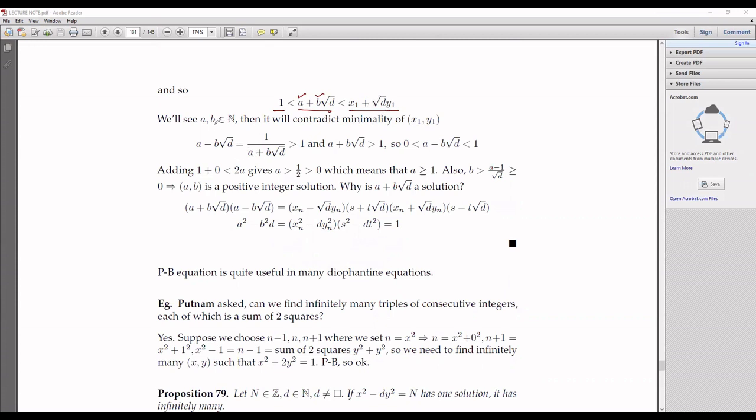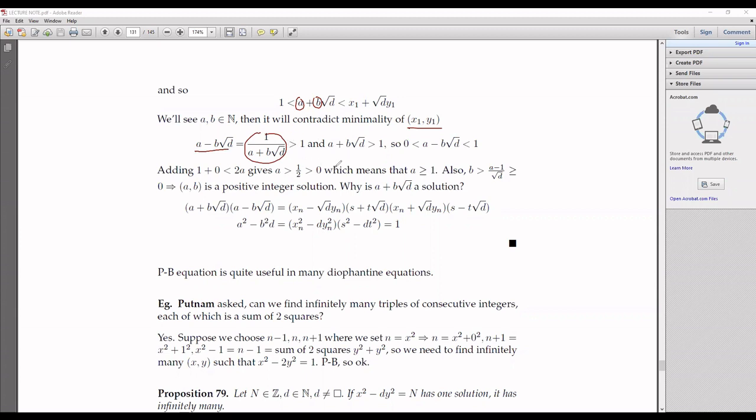Now we will see that a and b are integers, but we are not sure if they are positive integers. That is why we are now going to prove that they are indeed positive integers first, and then we will produce a contradiction to the minimality of x1, y1, so that our proof gets completed. So consider a plus b root d. It is just 1 over a minus b root d, because their product is 1.